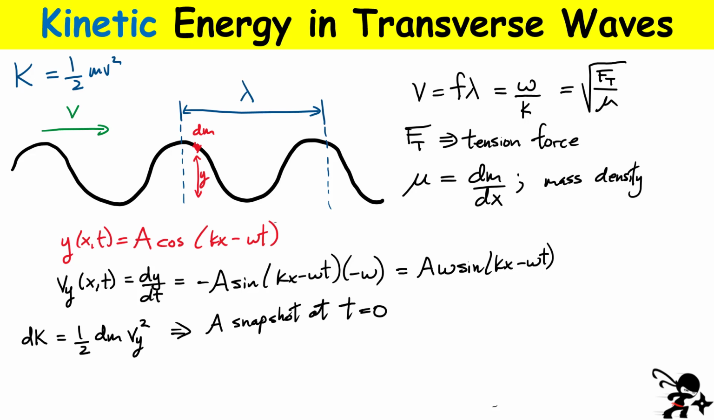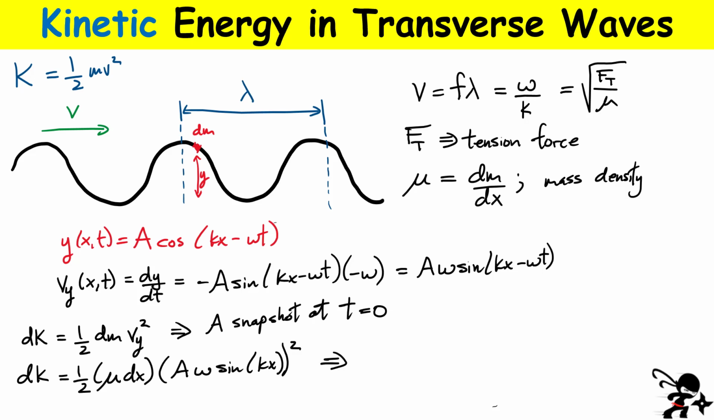Okay, so the way you do this now is the little bit of kinetic energy of the segment is 1/2. Instead of writing dm, I'm going to use my definition of mass density. I'll substitute dm with the mass density multiplied by the length here, dx. That's the definition. And now I'm looking for that velocity in the y direction at time 0, and I have to square that value. So you're basically just substituting time equals 0 in here. So you get a omega sine of kx, and then I have to square this entire thing.